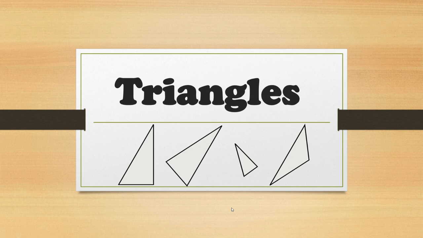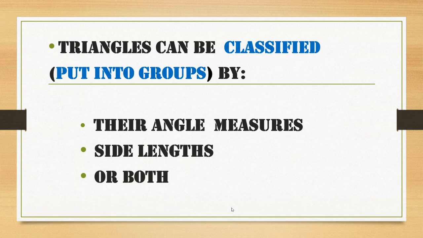Hey guys, so for today's math video, I'm going to explain how to classify triangles. So we're going to be looking at different triangles and you're going to be looking at two things. You're going to be looking at the angle of the triangle and then you're going to look at the length of the triangle. So first off, again, triangles can be classified.